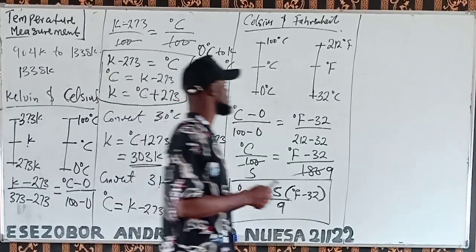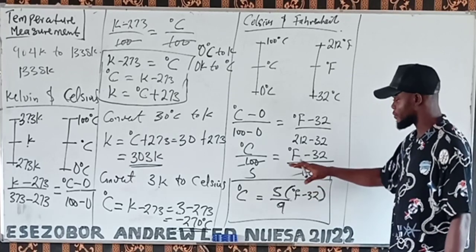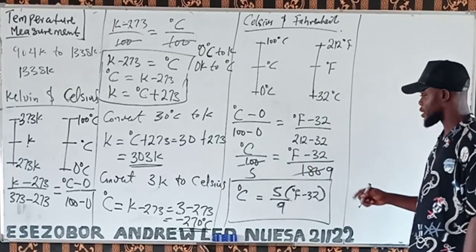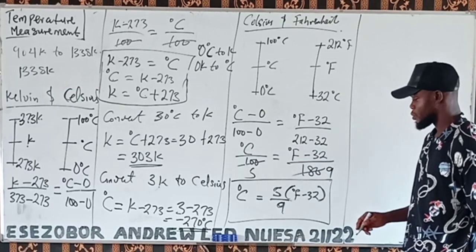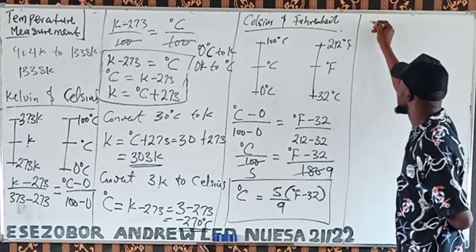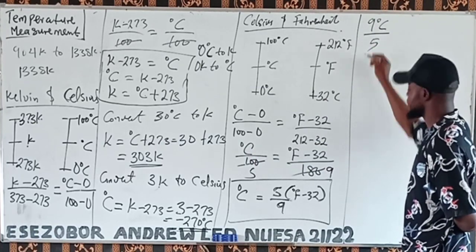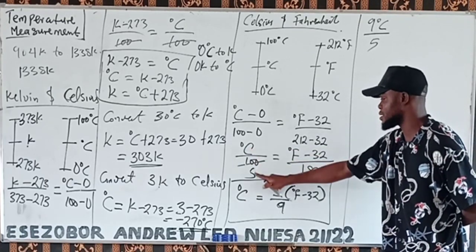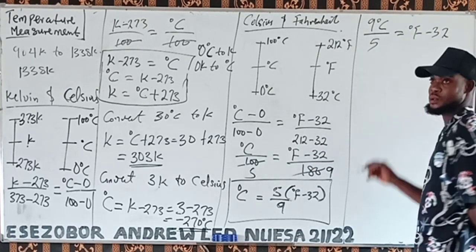Then the next thing we're going to do: now I want to move from Celsius to Fahrenheit. Let me make it degree F. Look at it, we already have over 5, so we just multiply by 9. We're going to have 9 times degree C over 5. 9 times this gives us 9 degrees C divided by 5, and this is equal to degree F minus 32. That's what I have there.